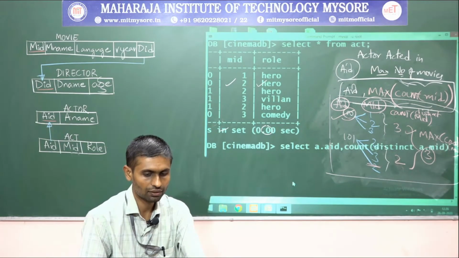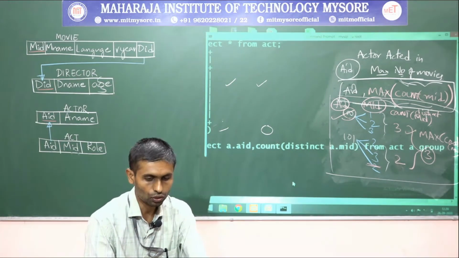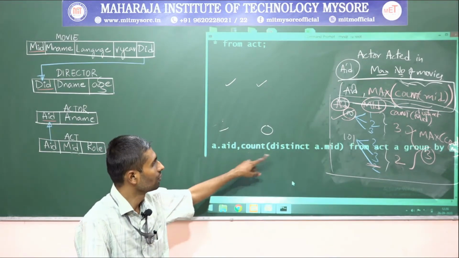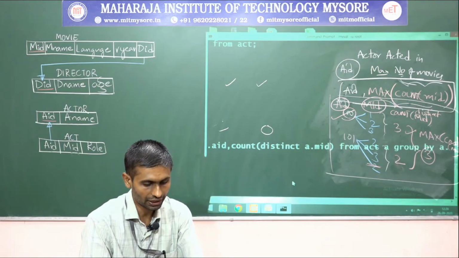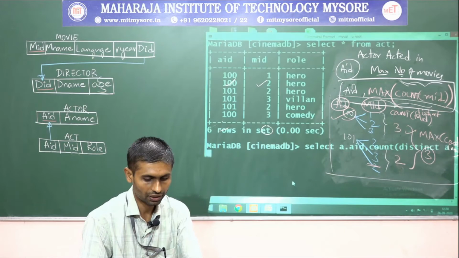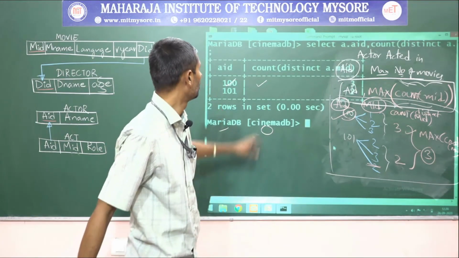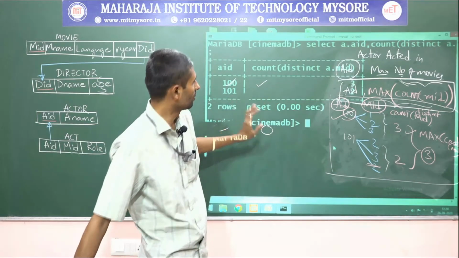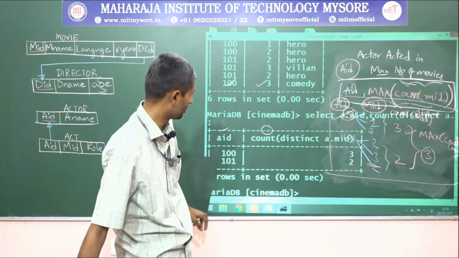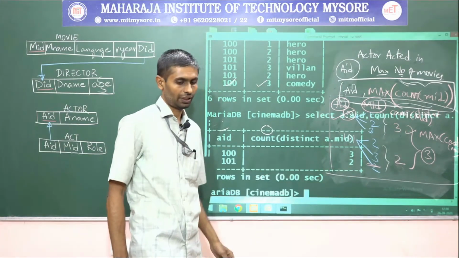Distinct A.MID, right? Movie IDs. Before counting, what do you do? You create a group by based on what? A.AID, the author ID. Based on the author ID only we group. Let me check. Yes, we got this: 100 with 3 and 101 with 2, fine.